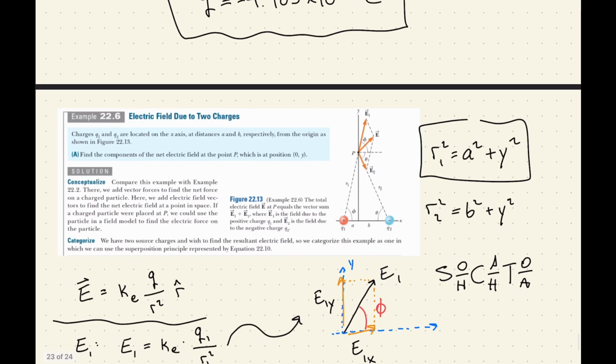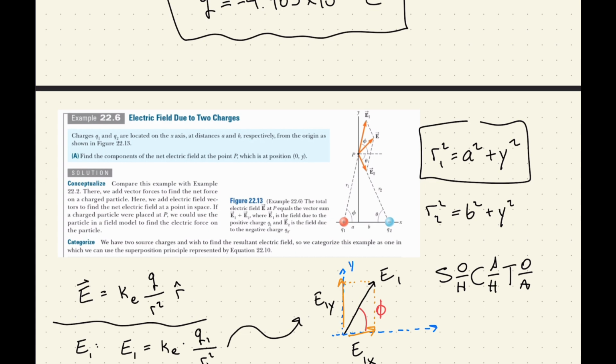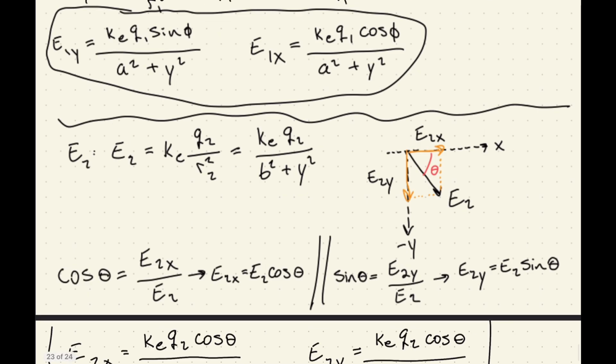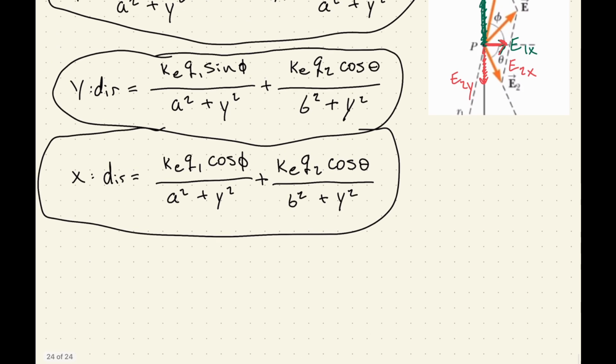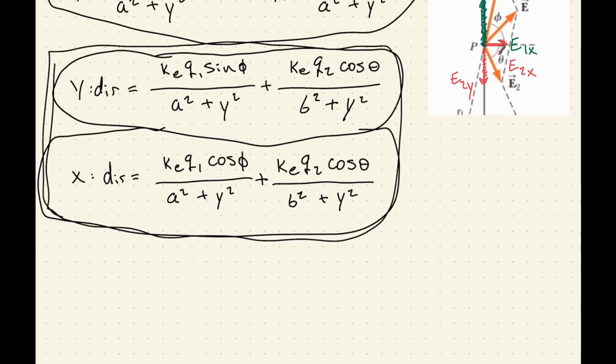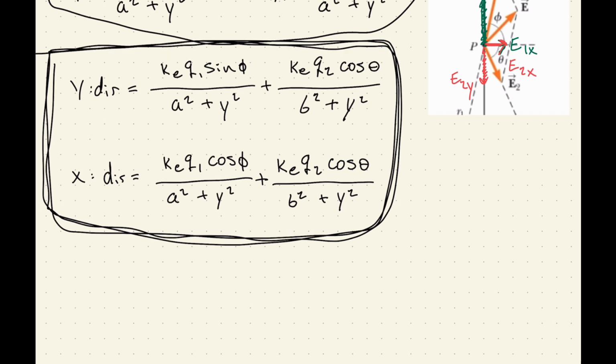Okay, let's see what the problem is actually asking us. Find the components of the net electric field at point P, which is at this. Okay, well, we have the components. Here they are. Now, I don't know if we can simplify these a little bit more. Sometimes in math and physics problems, they ask you to simplify something quite a lot. In this case, I don't really want to do any simplifying, so I'm just going to erase this in the middle. And we have the x components and the y components.